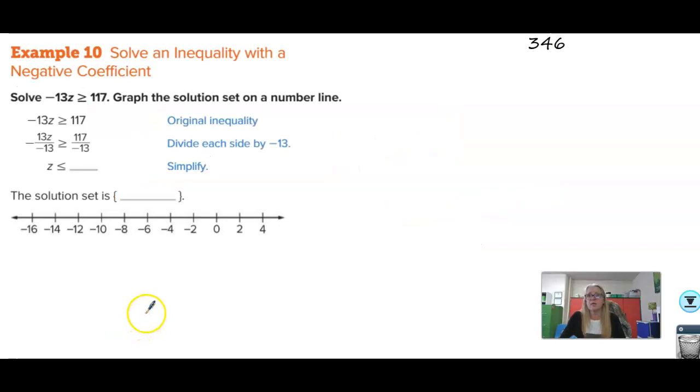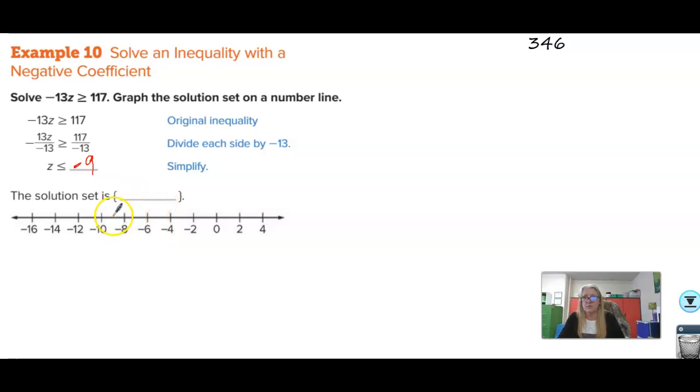Do-it-yourself graph. Okay, solving an inequality with a negative coefficient. I'm still going to need the calculator. Okay. So here we have negative 13z is greater than or equal to 117. We divide both sides by negative 13, but when we do that, notice we flip the sign, okay? So we flip the sign, and 117 divided by 13, I don't have my 13s memorized either, is negative 9, okay? So z is less than or equal to negative 9.